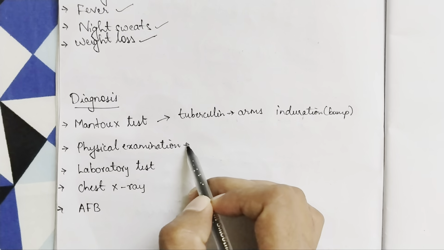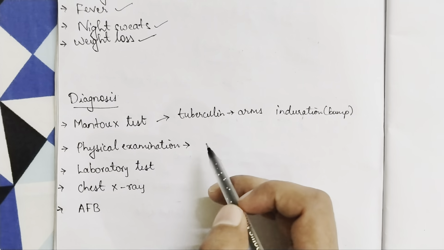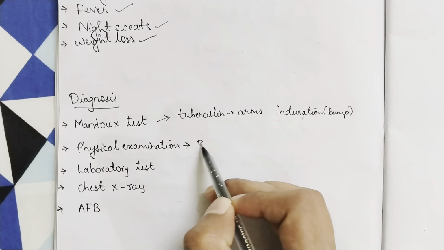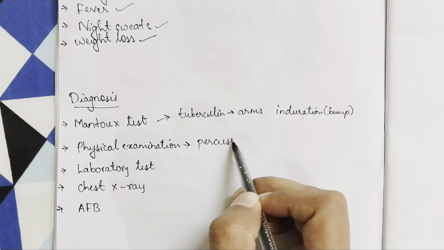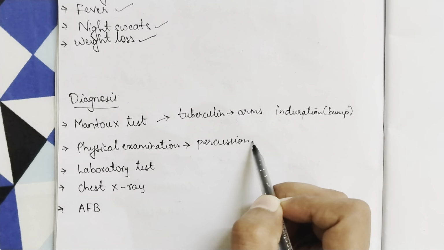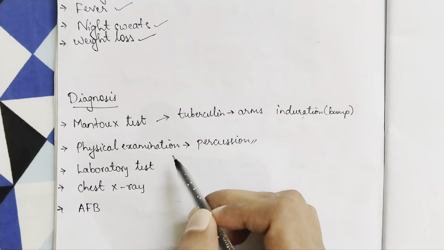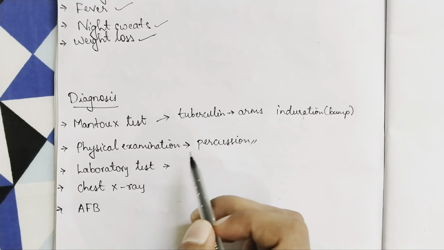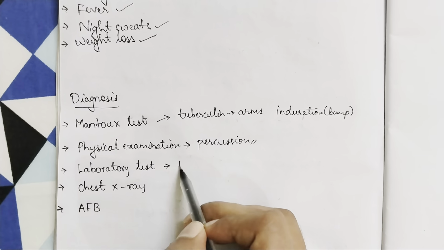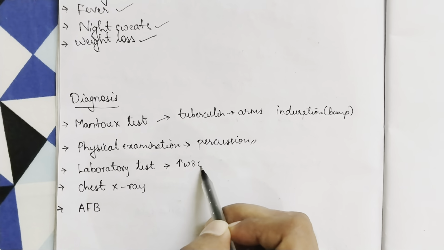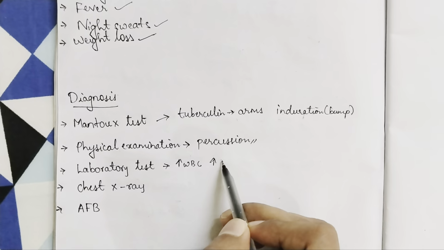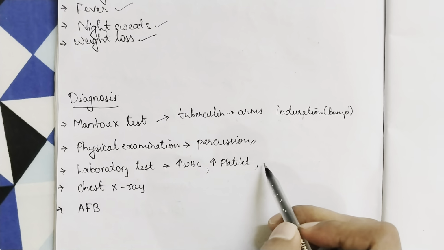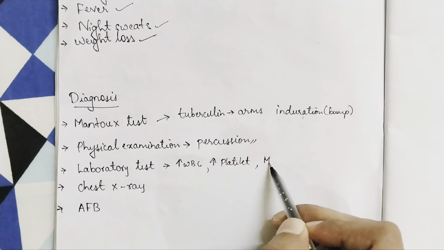Then we will go with the physical examination. In the physical examination, the physician or doctor will do percussion to diagnose. This will not be done alone, but in tandem with other investigations. In laboratory tests, there will be increased WBC, increased platelet count, and also mild to moderate anemia.